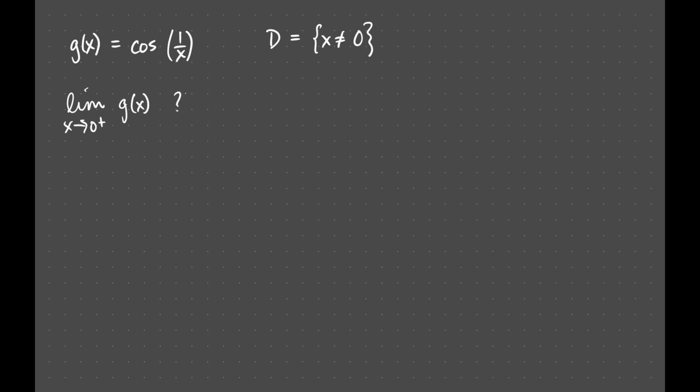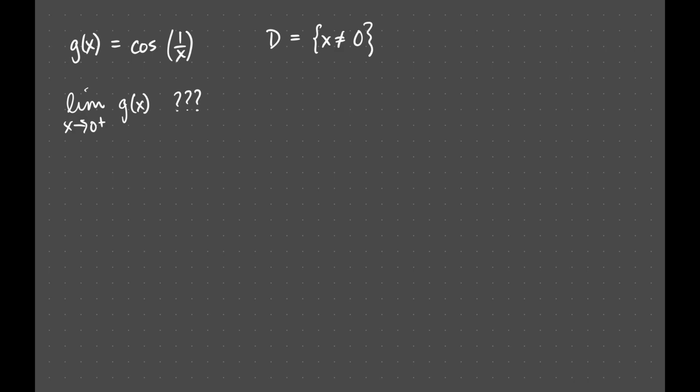Some limits fail to exist for more complicated reasons. For example, consider the function g of x equals cosine of 1 over x. This function is defined for all real x except for x equals 0, which is the point where we'd like to investigate the limit for. In particular, let's investigate the limit of the function as x goes to 0 from the right. We've seen that one way of trying to compute limits is to perform some algebraic manipulation that makes the limit more obvious, but it's not clear whether there's any type of algebraic manipulation that does so in this case.